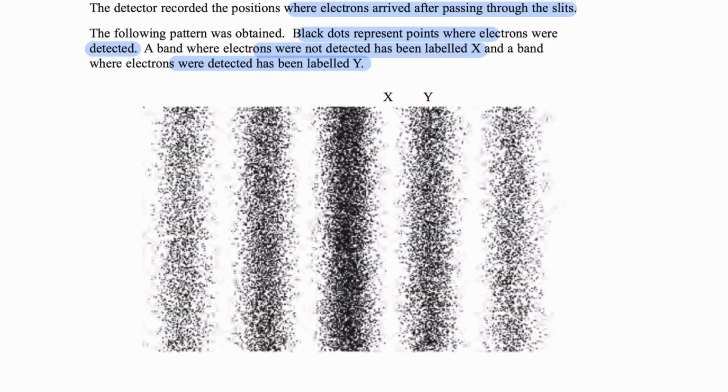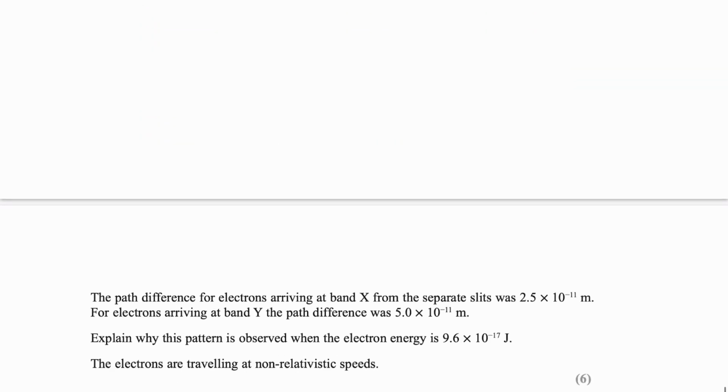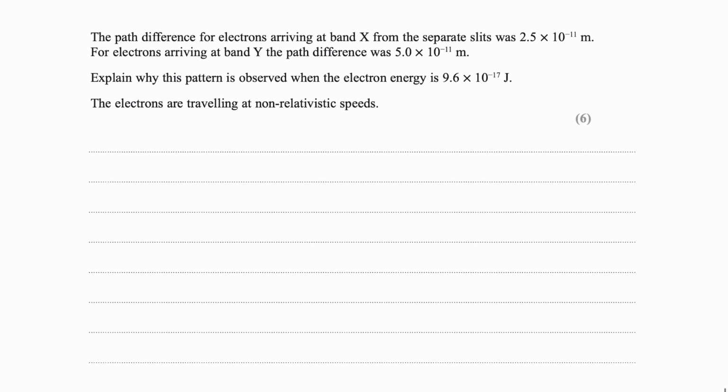So on this diffraction pattern, we see maxima, which are the regions where you see loads of electrons landing. These are the maxima, regions of max constructive interference. And then in between, you see minima, regions of max destructive interference.